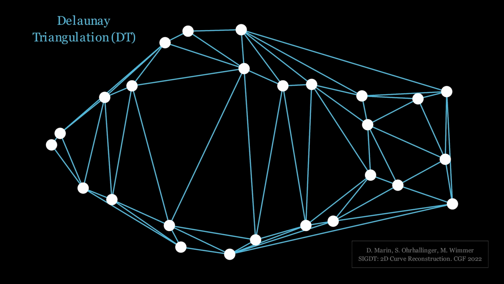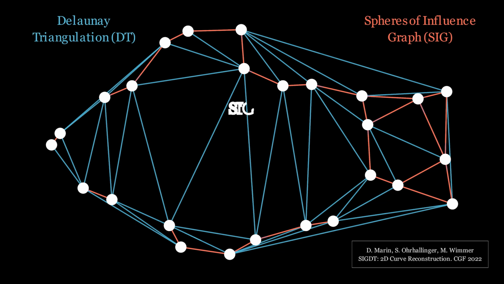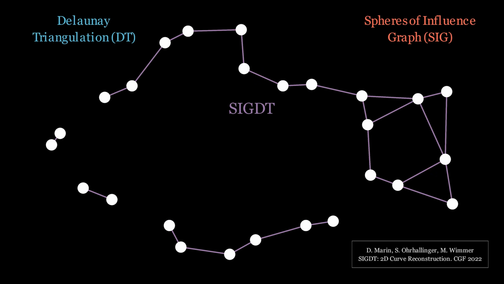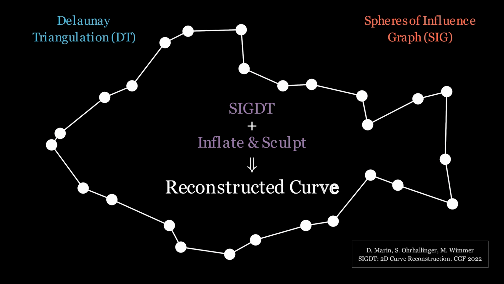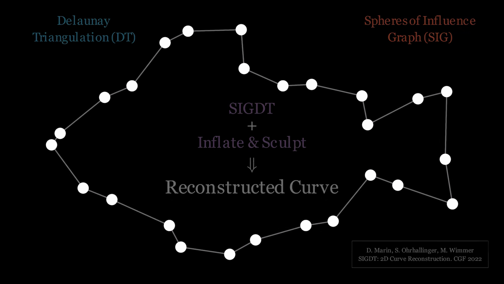For curve reconstruction, we intersected the Delaunay triangulation, which provides clean geometry, with the spheres of influence graph that provides local density to obtain the SIGGRAPH. We proved that this graph contains the correct reconstruction under sparser constraints than state-of-the-art. With additional inflate and sculpt post-processing steps, we are able to reconstruct manifold curves in more cases than prior work.